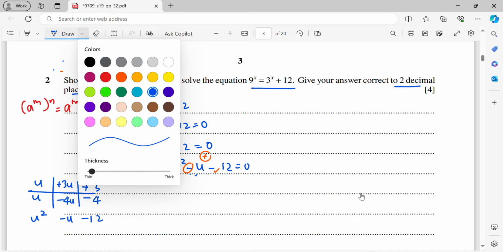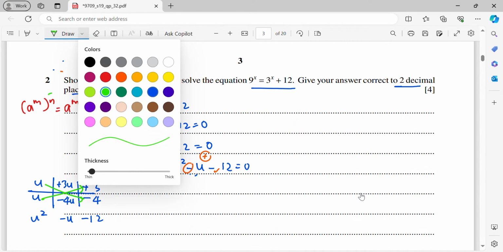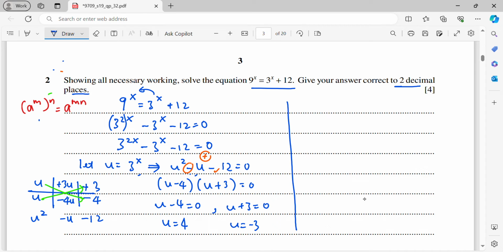So now for the factors, it will be just cross multiplication. Then you will be getting (u minus 4) times (u plus 3) equals 0. Then from here, either u equals 4 or u equals minus 3, when you solve these two equations. Now, since my u is 3 power x, I will just write 3 power x equals 4, or 3 power x equals negative 3.